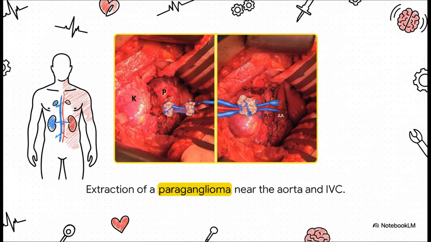You're seeing a paraganglioma, which is essentially an extra-adrenal phaeochromocytoma, being delicately extracted from a really treacherous position anterior to the abdominal aorta and right alongside the inferior vena cava. When you're operating in a space this tight on a tumor that can cause wild, life-threatening blood pressure swings just from you touching it, it requires extreme surgical precision, and it requires flawless, absolute hemodynamic control from your anesthesia team.